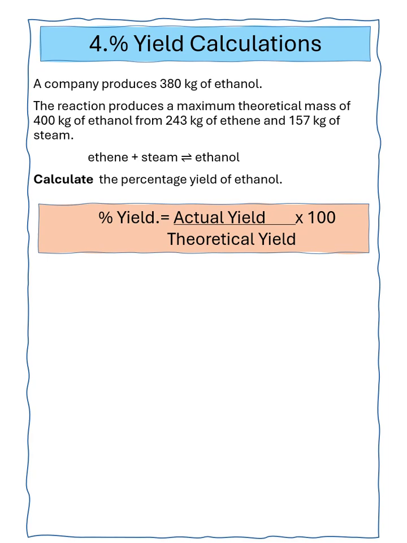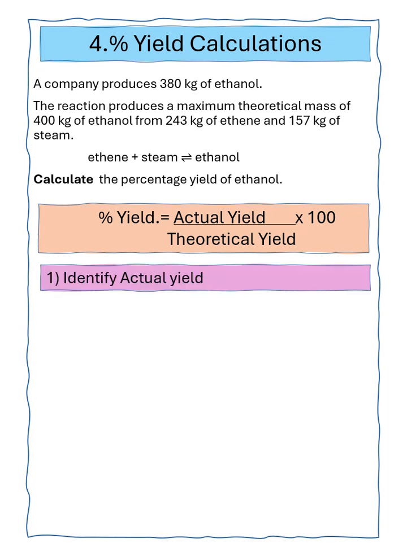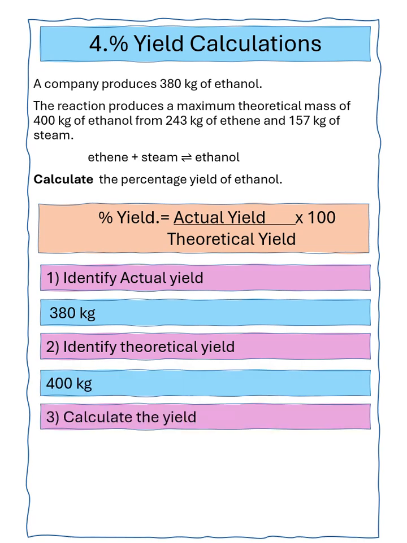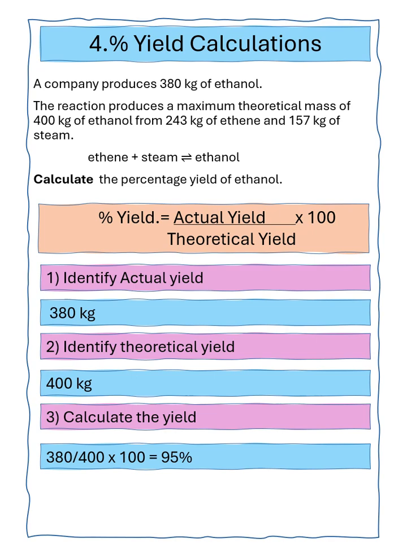So we're going to use the equation percentage yield equals actual yield divided by theoretical yield times by 100. First thing we've got to do is identify the actual yield from the information. So the information tells us they make 380 kilograms of ethanol. We've then got to identify the theoretical yield. So from the information, the theoretical yield was 400 kilograms. We can then calculate the yield by putting the numbers into the equation. So 380 divided by 400 times by 100 to turn it into a percentage equals 95%.